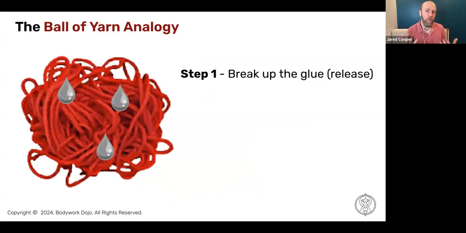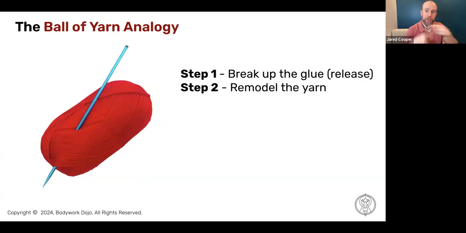So obviously, step one is break up the glue. That's actually what the word release is referring to. It's referring to something letting go of something else. That's what the word means, to release something, to let go. So when you've got that tangled ball of yarn, if you remember that picture of the medial collateral ligament on the rat that I showed you, and that absolute mess that it looked like when it was all adhesed and disorganized, the first step is to break that glue up. That's the release. And the second step, of course, is to remodel the yarn, to pull it apart.